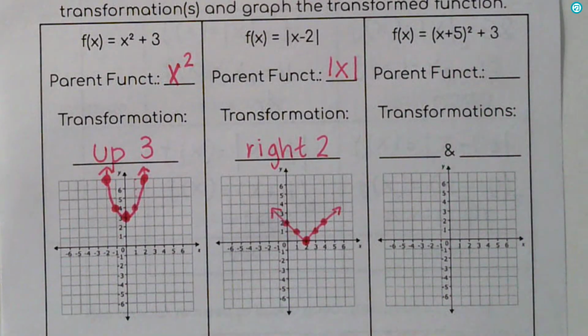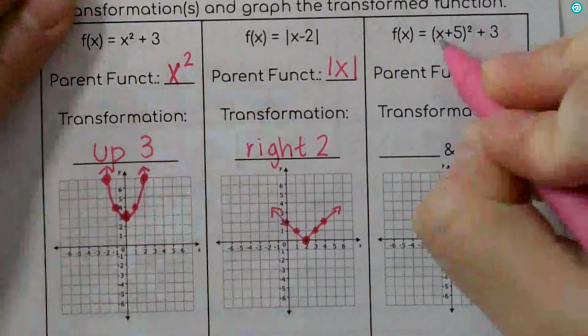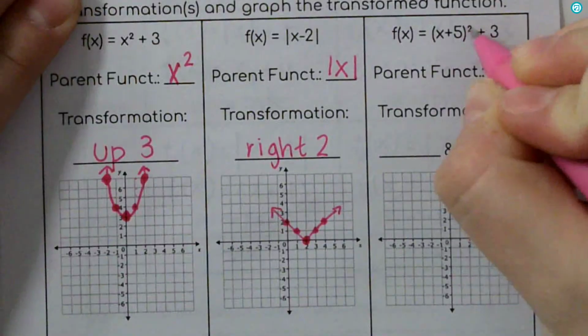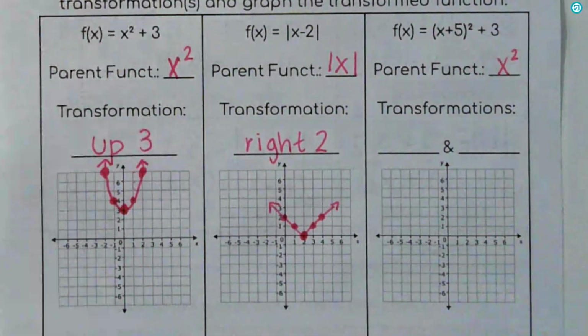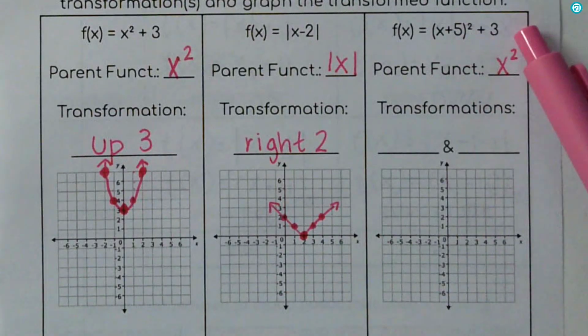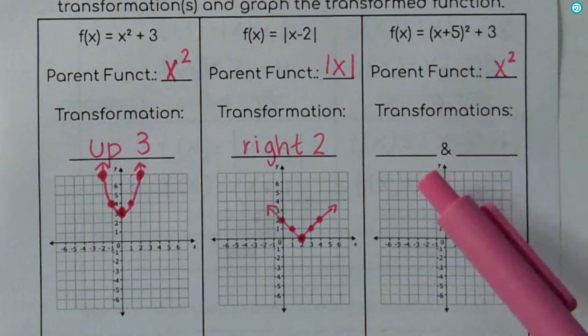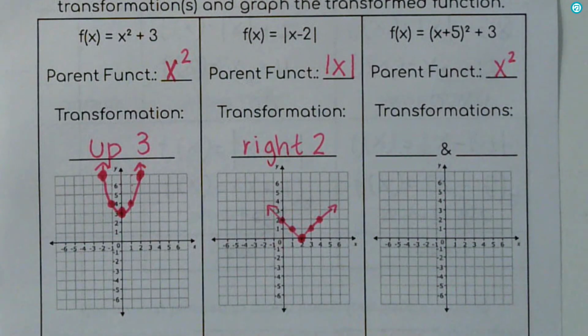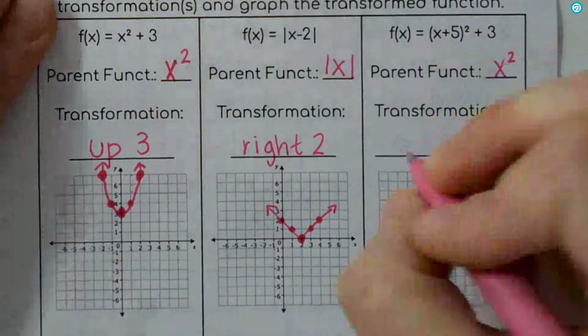So parent function still, ignore the plus 5 and the plus 3. My parent function is x squared. I just have my squared there. Whatever's happening inside is going to move you left or right. Always write that down on your first blank and deal with that first, because it happens first when we're reading our equation. Then deal with the outside one, which is up or down. So adding 5 inside is going to move me to the left 5. I'm just going to write L5.